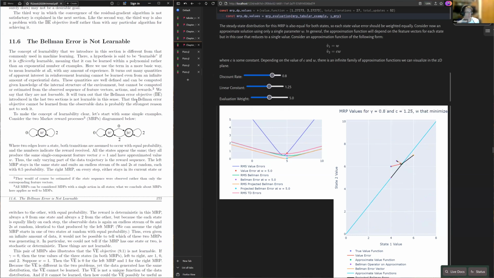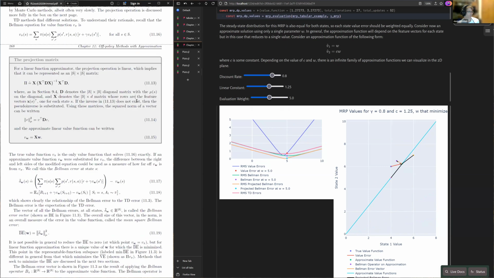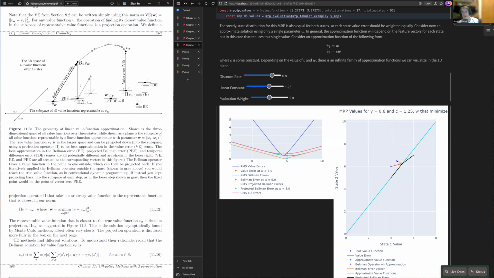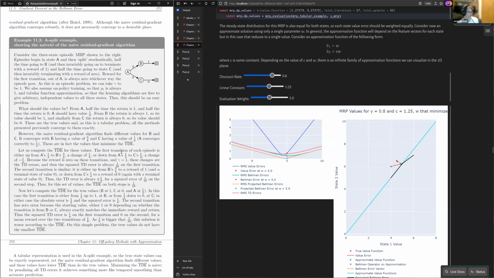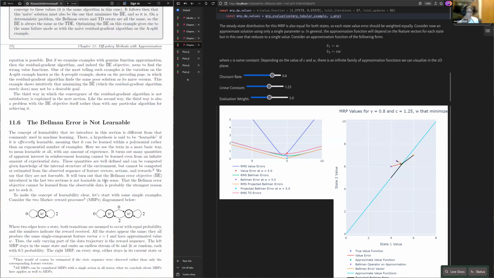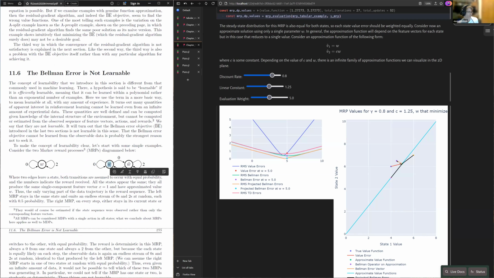So if you were to compare, instead of the weights and the feature vectors defining this plane in the 3D space, now it's just a line, which is a slice through the 2D space of all of the value functions. Okay, this is the problem, except, here, imagine there's just a C times W here, where in this example in the book, C is just 1.